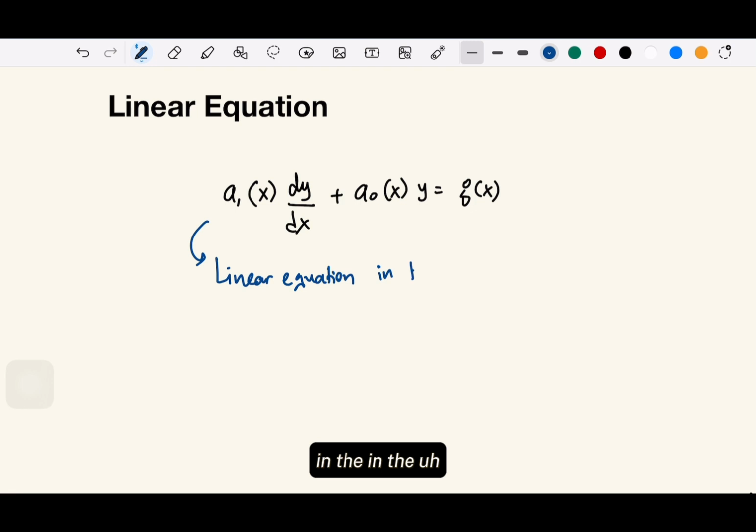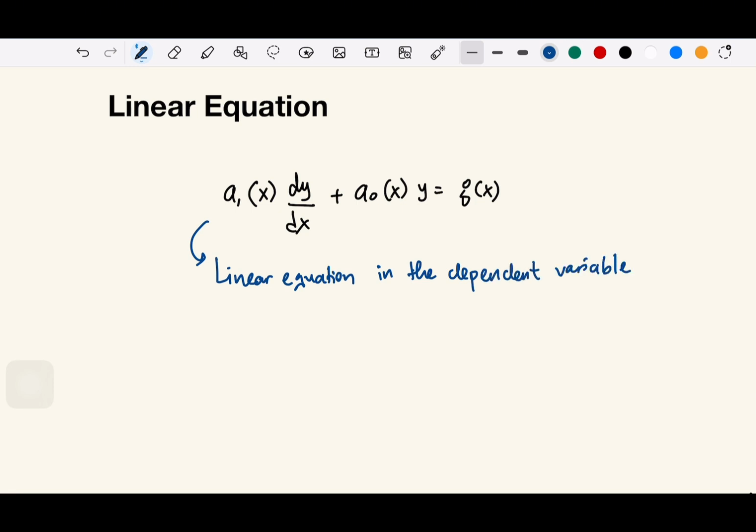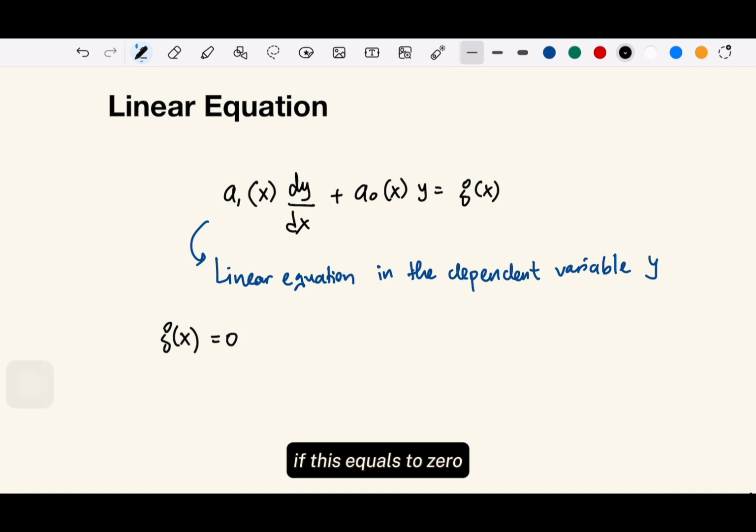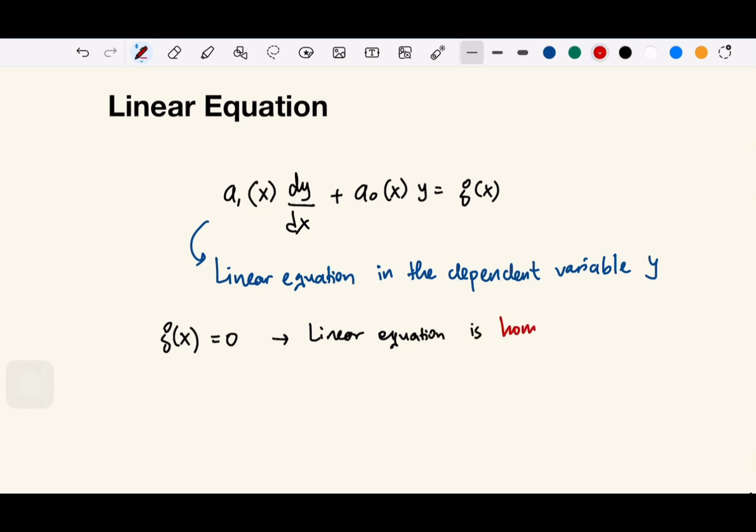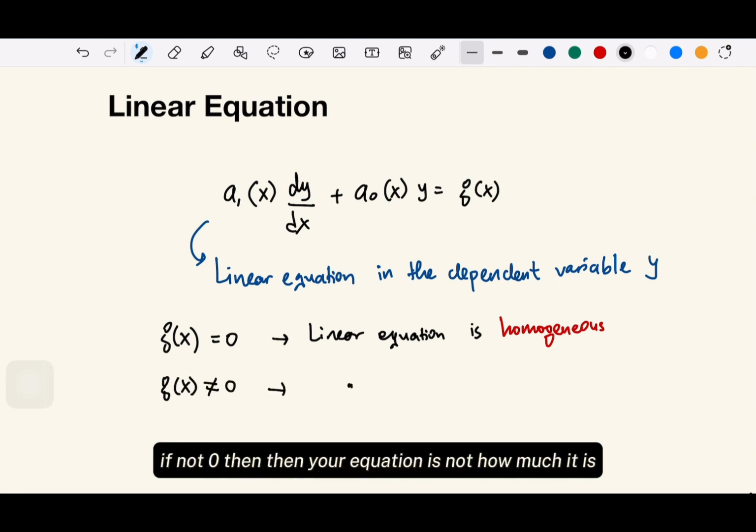in the dependent variable y. We call g of x... if this is equal to 0, then we say the linear equation is homogeneous. If not 0, then the linear equation is non-homogeneous.